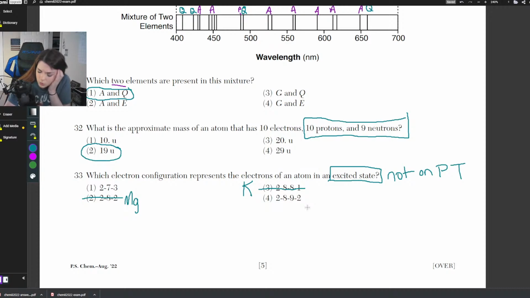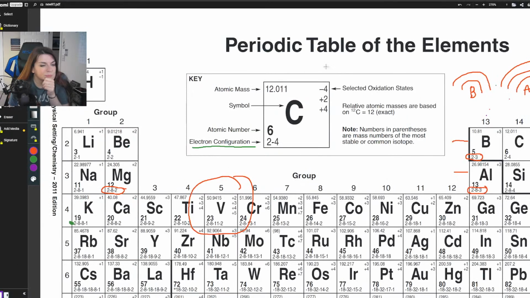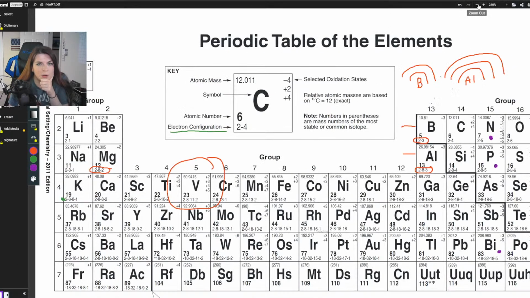Now, when it comes to electron configurations, ground or excited, it does not matter. You cannot overfill any of the orbits. So option 4 cannot happen. I'm going to tell you how you know how many fit. This 9 is too big. So let's go take a look at the periodic table. And I'm going to zoom out quite a bit here.